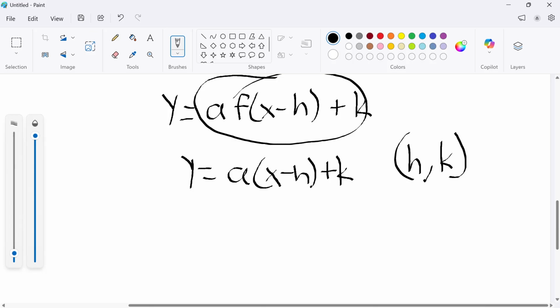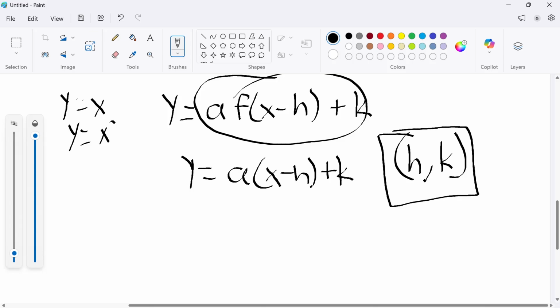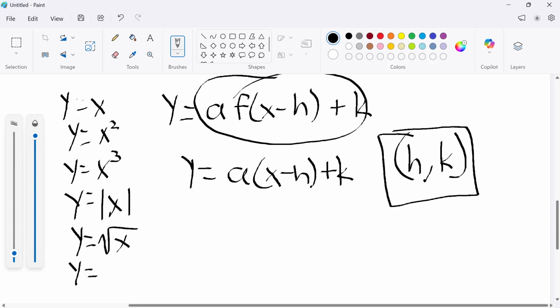So this is about when I'm given a graph. I see a graph, I can look at it, and then I have to write the equation based on that graph. How do I do that? Well, number one, on every graph, you have to know the parent functions, like y equals x squared, y equals x cubed, y equals absolute value of x, y equals square root of x, y equals log of x. Am I missing any? y equals 1 over x. You have to know these parent functions.